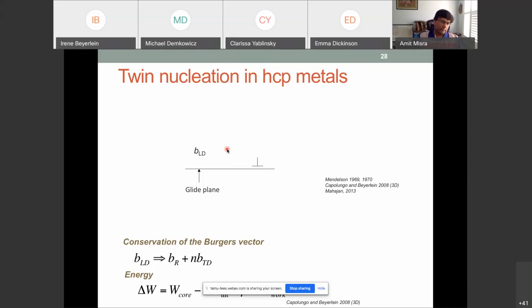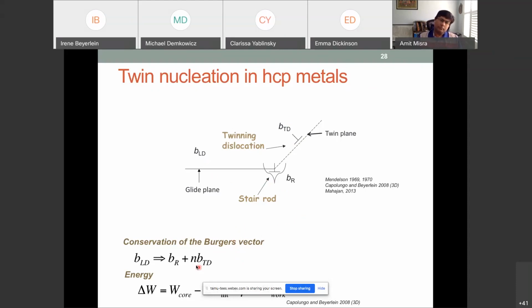A lattice dislocation, for instance, is gliding along, and for some reason it stops, becomes stationary, gets activated by a large stress, and then dissociates into an immobile residual dislocation plus a twinning dislocation. This twinning dislocation is what I referred to earlier. It can glide on a particular twin plane in a particular direction. So in this case, this twinning partial was produced by the dissociation of a lattice dislocation.